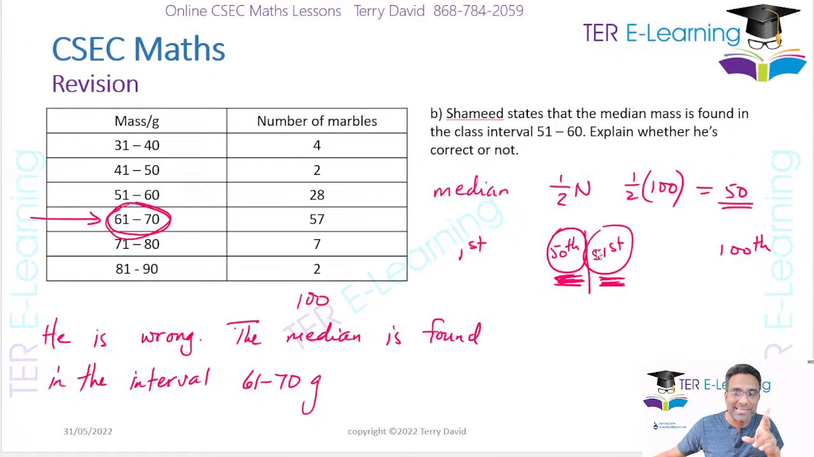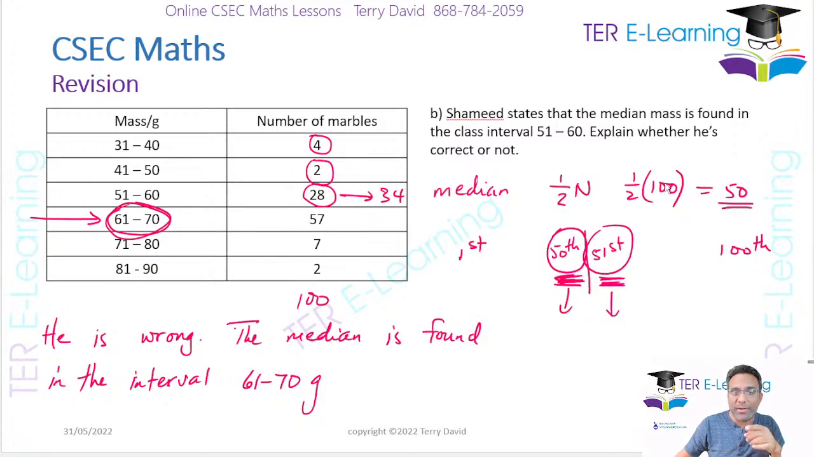I need to know the masses of those two marbles. But I don't know exactly where they are located. But I have groupings. From 31 to 40, I have 4 marbles. When I go up to 41 to 50, I have 6 marbles now. So I've accounted for 6 marbles. When I add 28 more, that's 28 plus 6, that's 34. So up to this point here, I've accounted for 34 marbles.